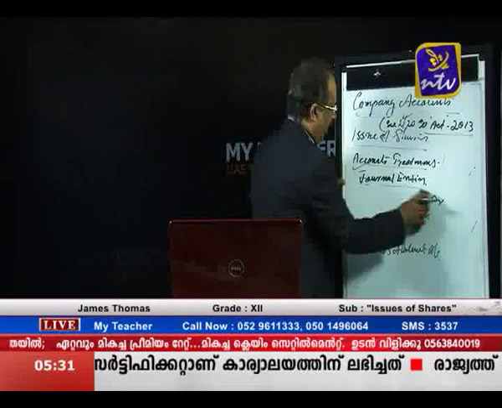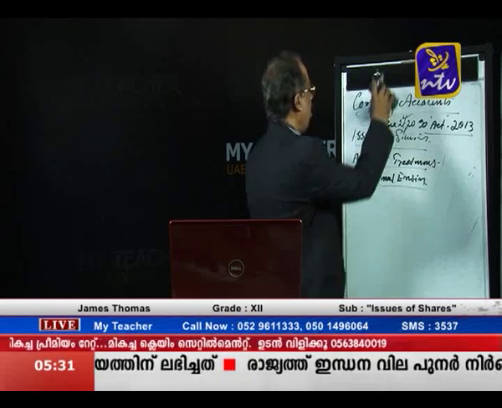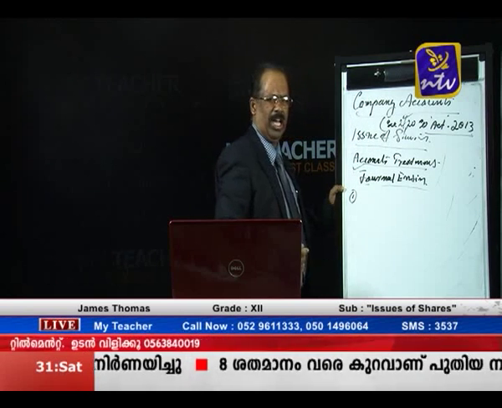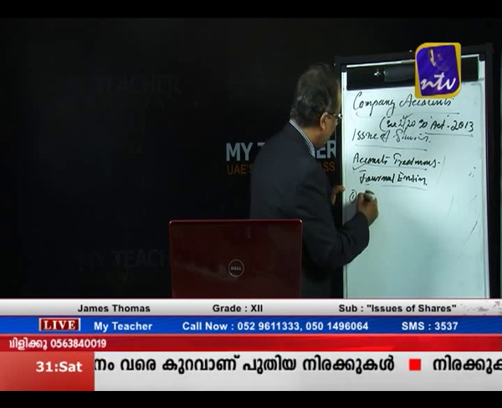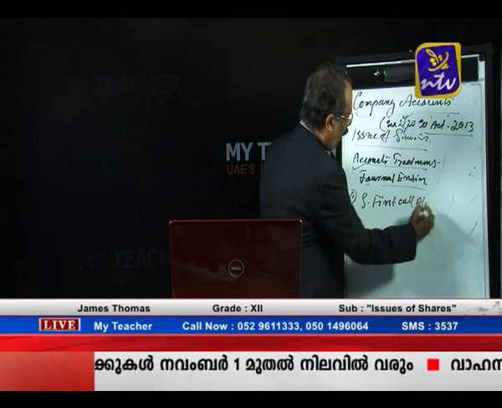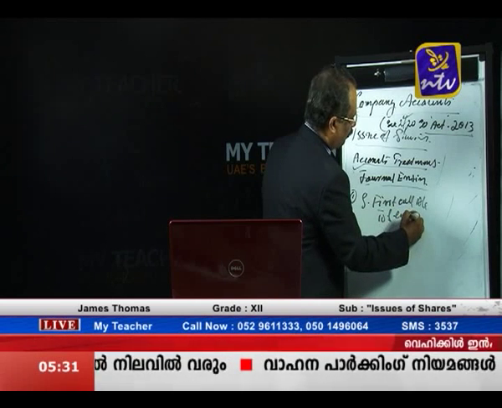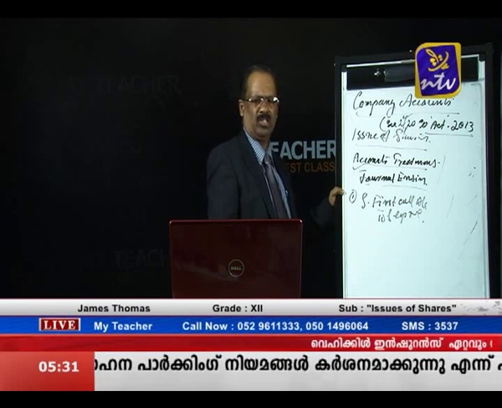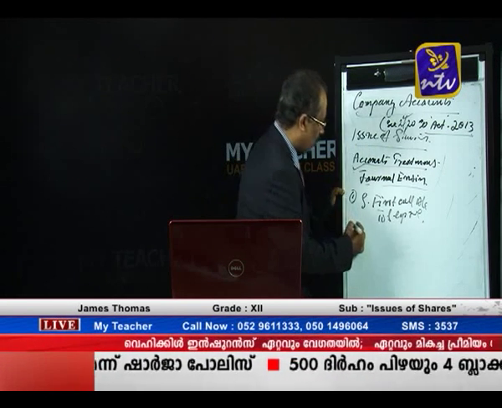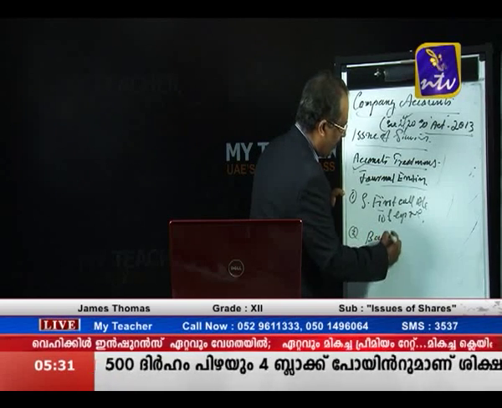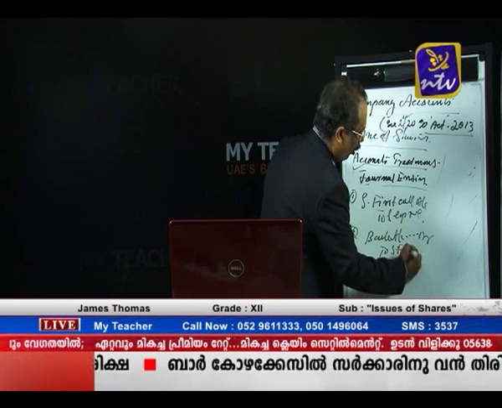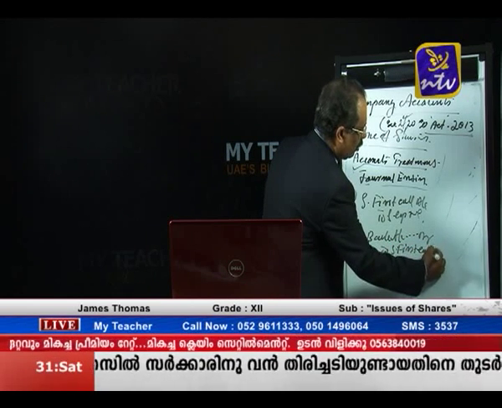Then third procedure is on making first call. So what is our entry? On making first call, share first call account debtor to share capital. So on making first call, journal entry is share first call account debtor to share capital, and call money received. So our entry is bank account debtor to share first call account.